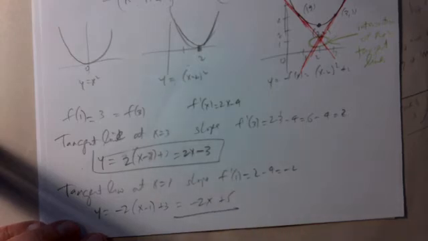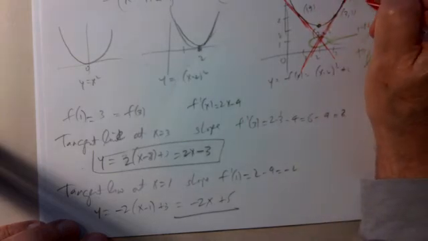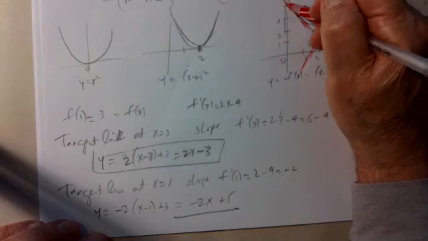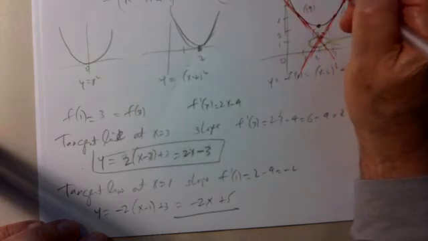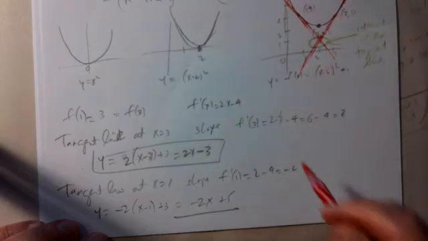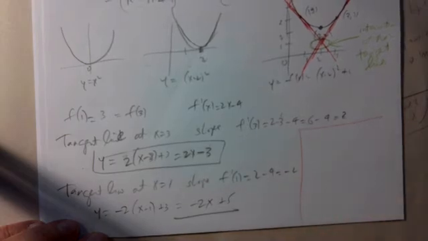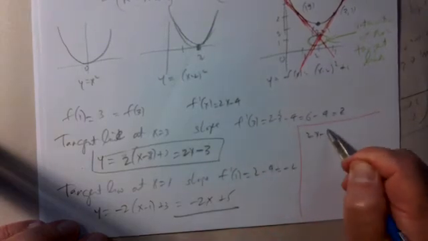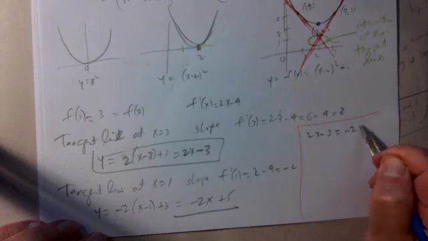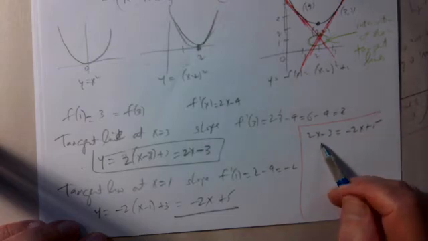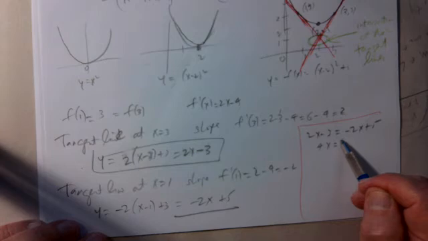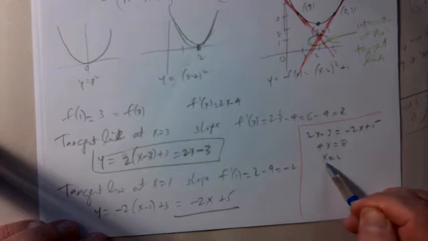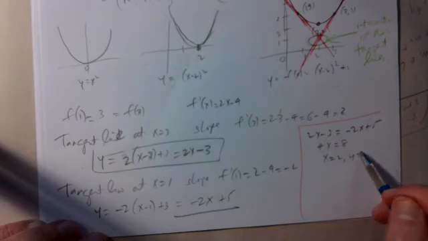So this tangent line is y equals 2x minus 3. This tangent line is y equals minus 2x plus 5. And we have to find the point of intersection. That is, for what value of x does 2x minus 3 equal minus 2x plus 5? That's the same as 4x equals 8, or x equals 2. And when x equals 2, y equals 2.